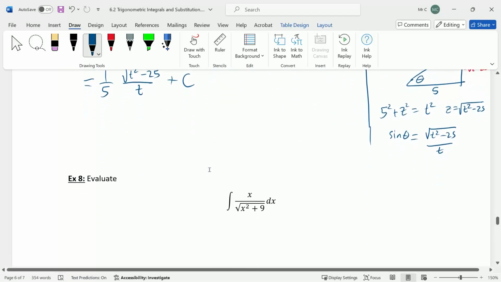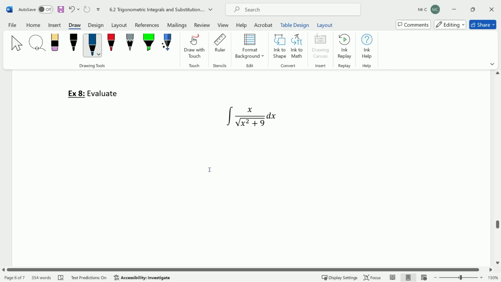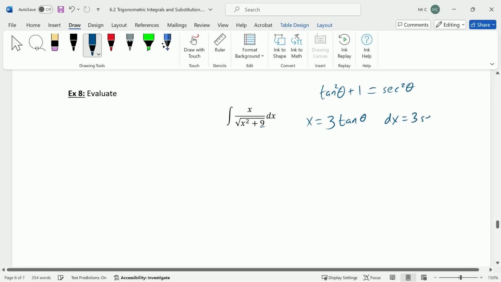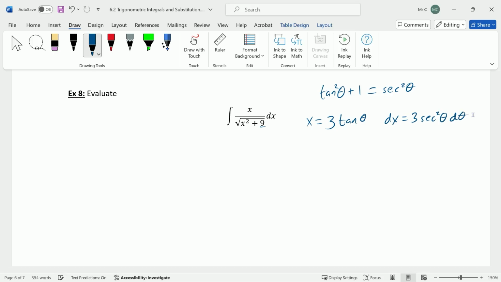Okay, moving on. Let's go ahead and tackle another example here. So I got to go through the same thought process, but here I got x squared plus 9, and that looks a lot like tangent squared of theta plus 1 is secant squared of theta. So I go, okay, I'm going to let x be tangent of theta, but remember I got this 9 here, so I'm going to multiply it by 3. And then I also need my dx, and so dx will be 3 times secant squared of theta d theta.